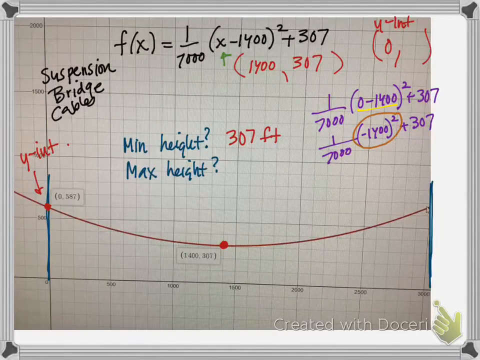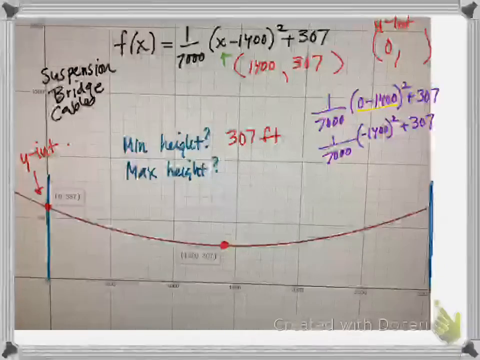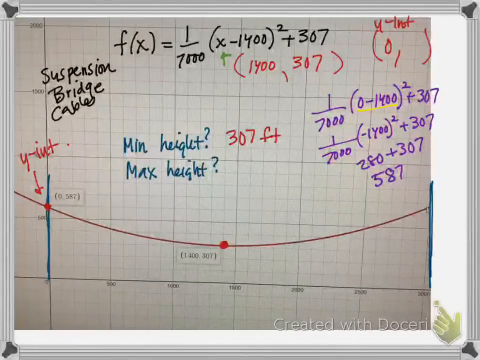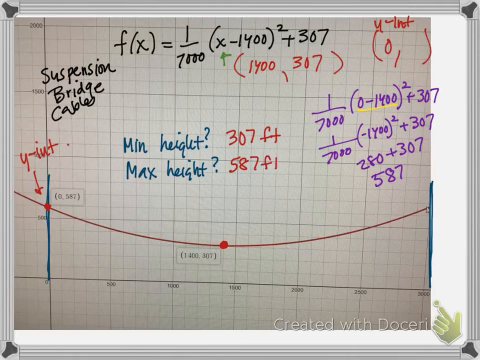And then multiplying it by 1/7,000 is the same thing as taking your answer and dividing by 7,000. So if you do 1400 squared and then divide that by 7,000, you should get 280. And if you add that to 307, you would get 587. So my final answer here is 587 feet.